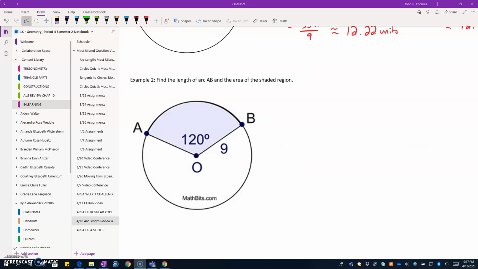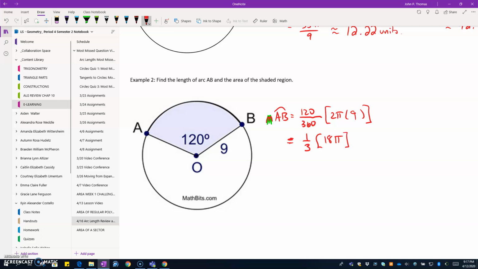Example 2 says find the arc length of arc AB and the area of the shaded region. We're going to approach this very similar to the last one, so we'll start with arc length. Let me get a pen instead of a highlighter here. I have the measure of arc AB. We take a fraction of the full circle, which is 360 degrees, and multiply that by the circumference, which is given by 2 pi r. R here is 9, and the fraction we're looking at is 120 over 360. That's 1/3. 2 times 9 is 18.